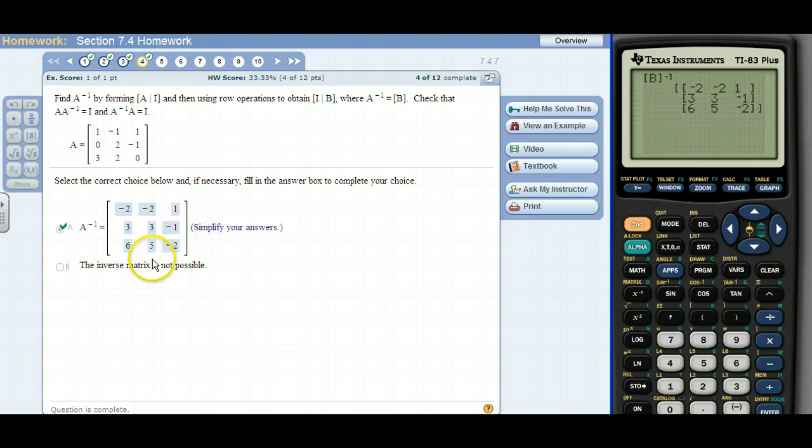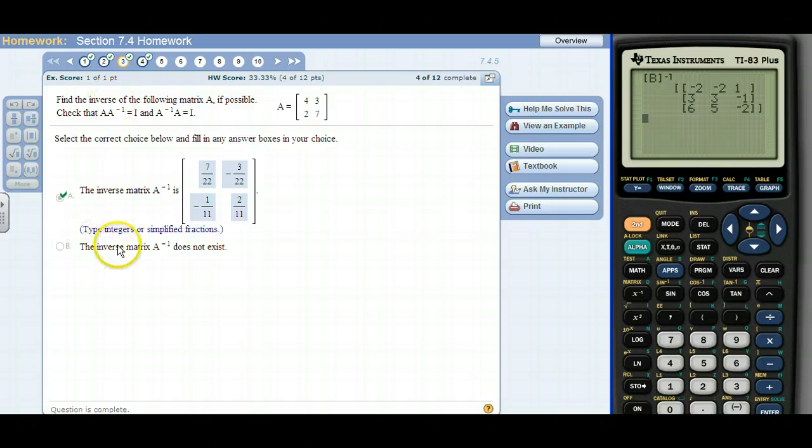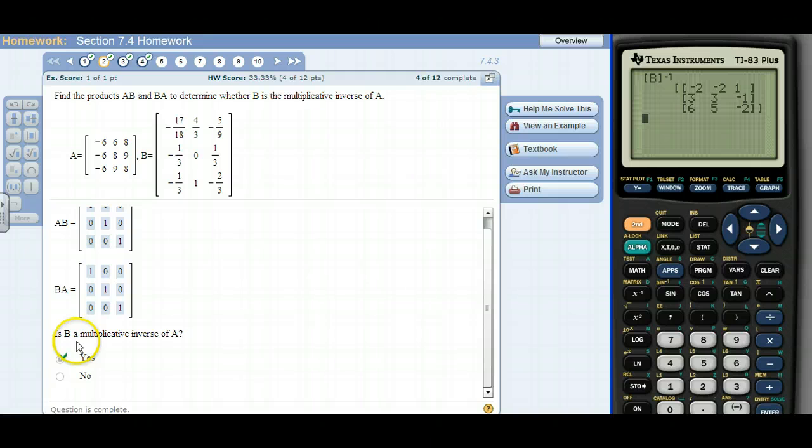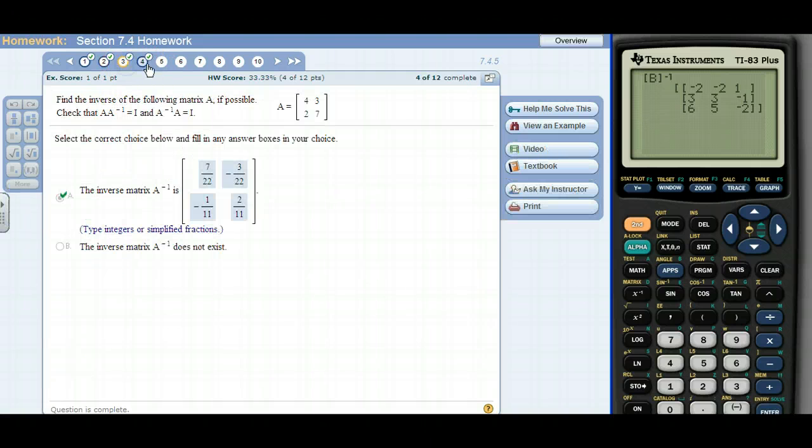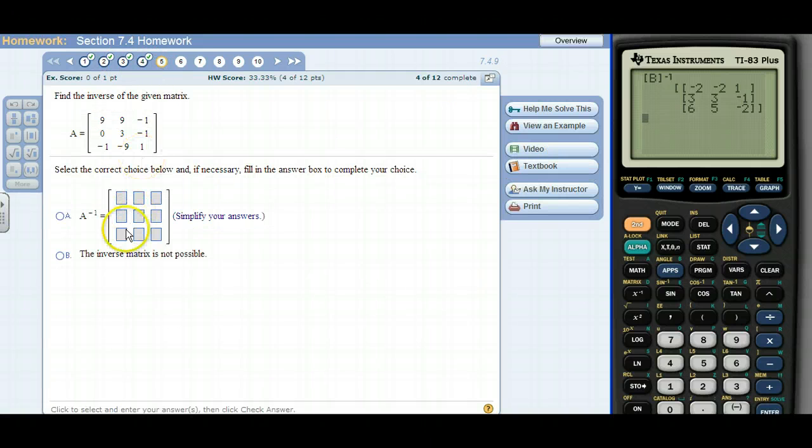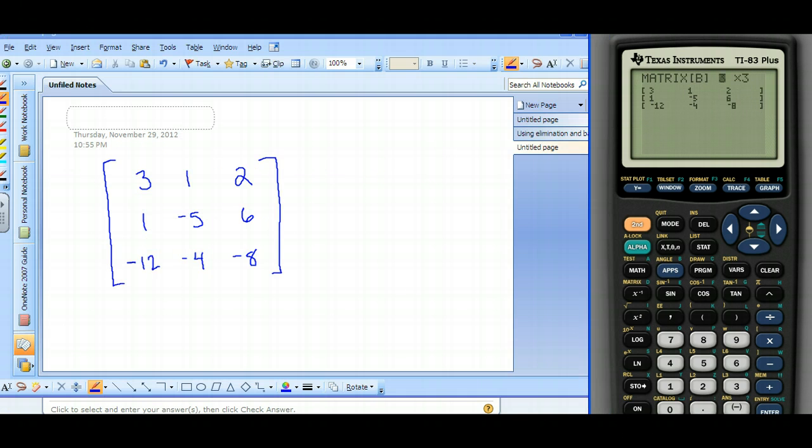Now, notice that every single one of these, the last couple anyway, have had an inverse. I want to give you an example that does not have an inverse. So here's a 3 by 3 matrix: 3, 1, 2, 1, negative 5, 6, negative 12, negative 4, negative 8. I've got that in my calculator here.